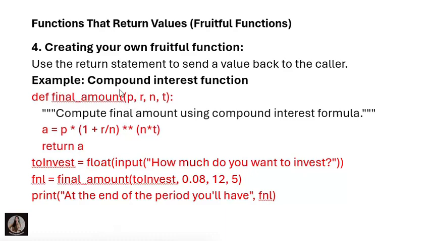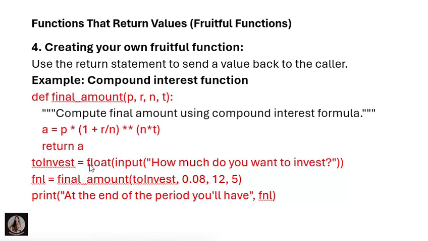P is the principal amount. R is the annual interest rate. N is the number of times interest is compounded per year, and T is the number of years. A is equal to P times (1 plus R divided by N) exponent N times T. This is the formula to find the compound interest. Return A, which means the function gives back the final amount after the investment period.